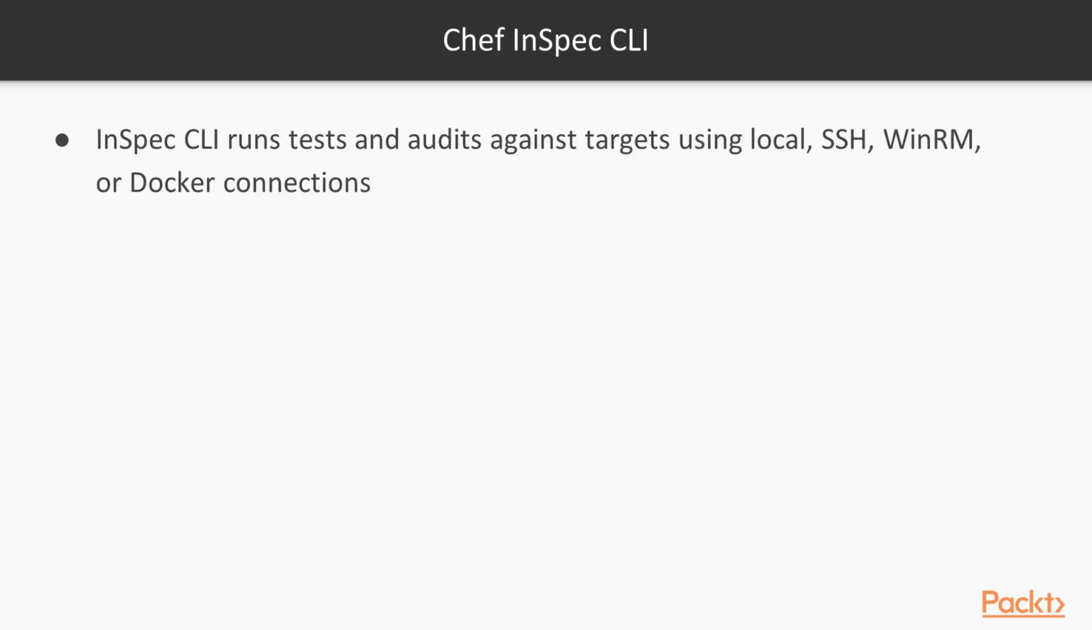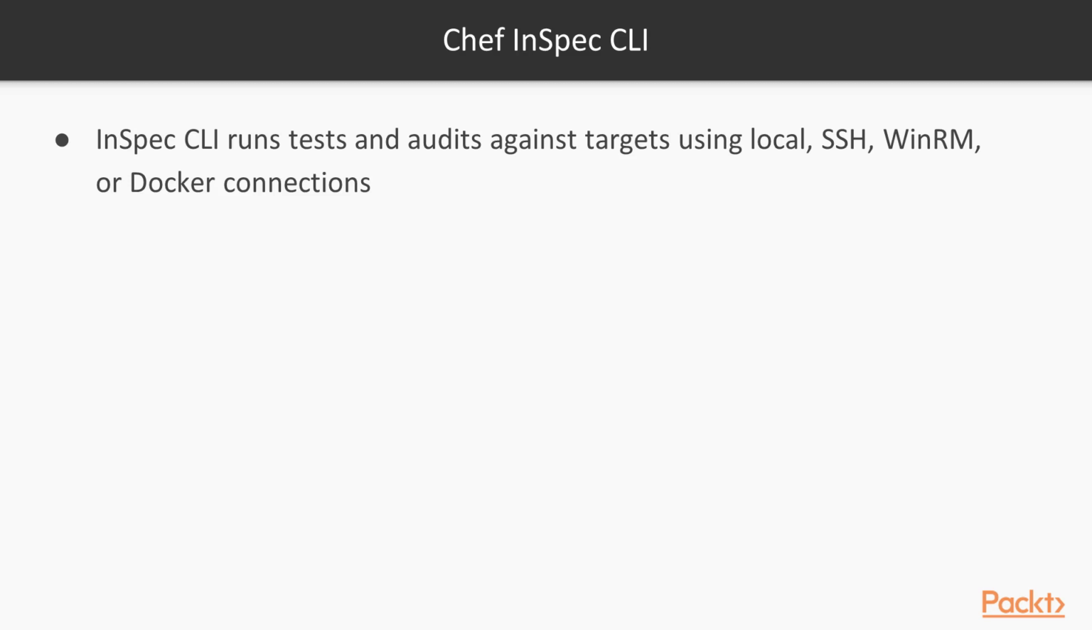Now let's learn about different components of Chef InSpec. Command line interface, resources, and profiles are components of Chef InSpec. Let's look into each one of them individually. We use the InSpec command line interface to run tests and audits against targets using local, SSH, WinRM, or Docker connection, depending on which server we wish to audit.